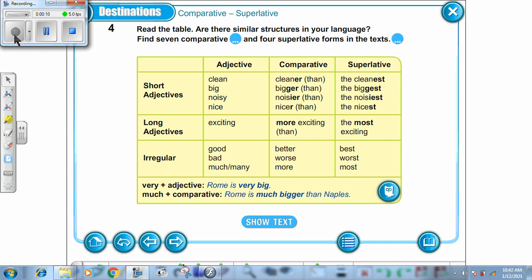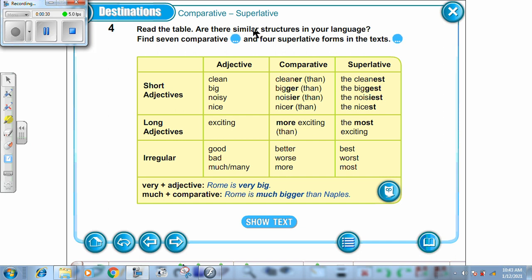Open page 63, all of you. We are studying a new grammar today. It's called the comparative and superlative. Okay, what is the difference between comparative and superlative? We will find out now.